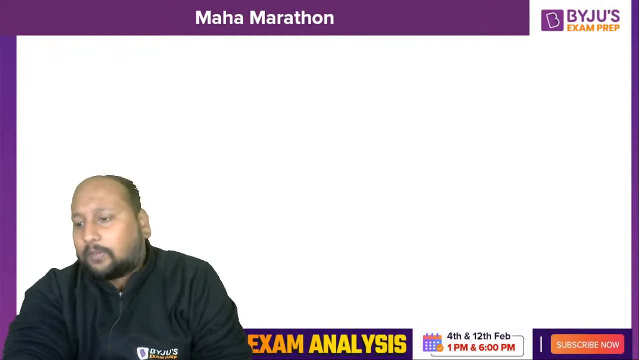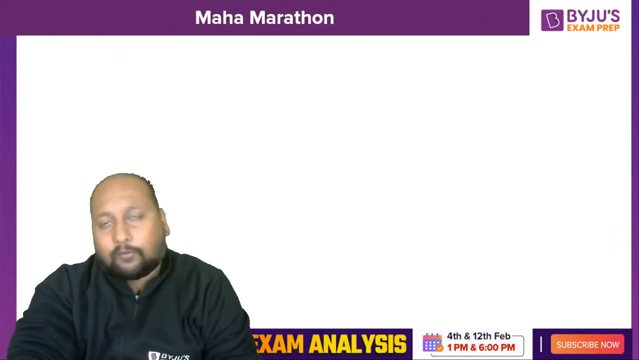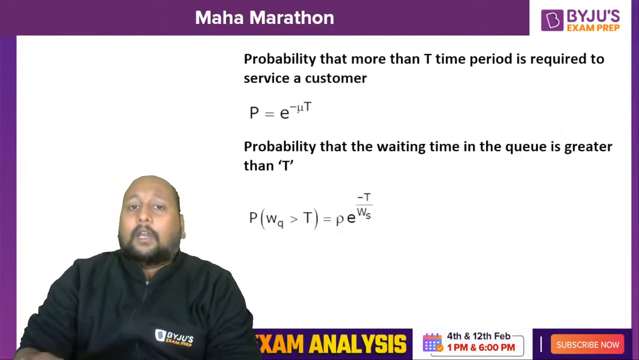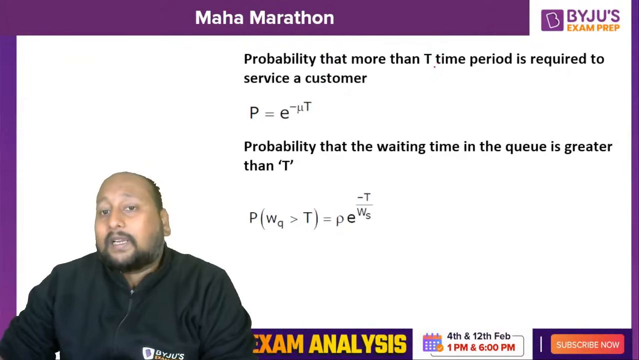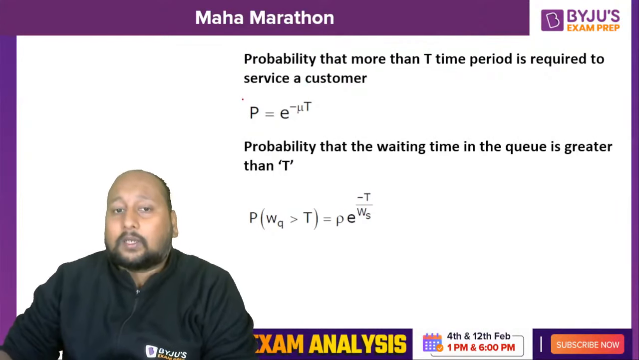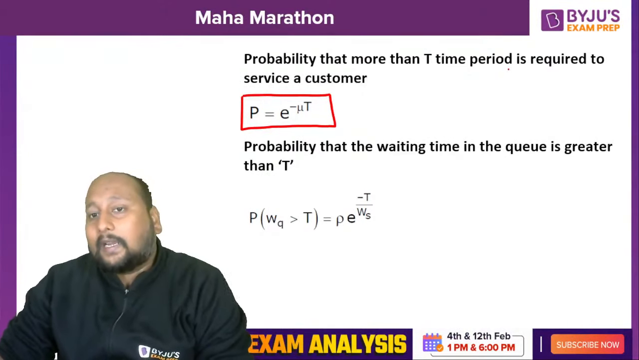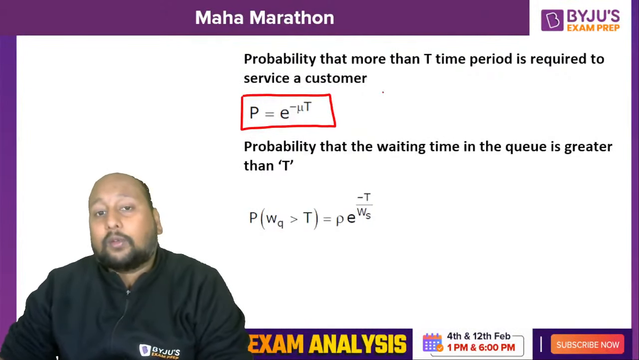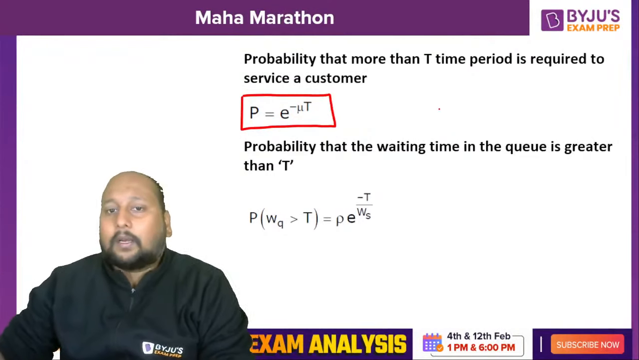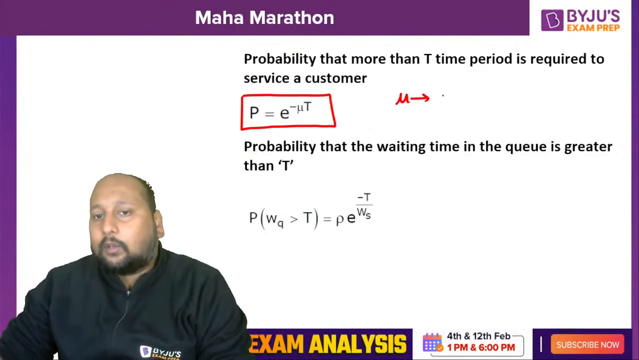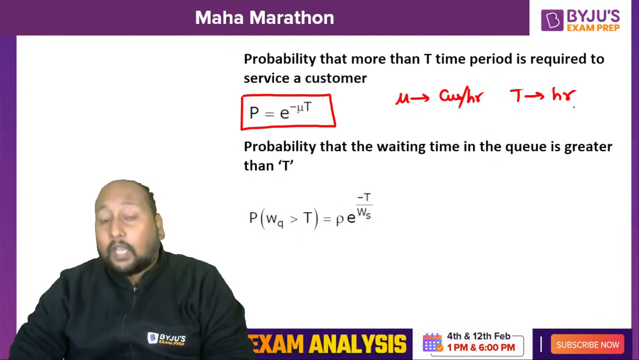Now, apart from this, there are some other empirical formulations. Let us try to understand the probability that more than t time period is required to service a customer, because we know that it's always a negative exponential. So the probability of having more than t time period is e to the power minus mu into t. Always remember, if your mu has a unit of customers per hour, you have to take the time period in hours only.